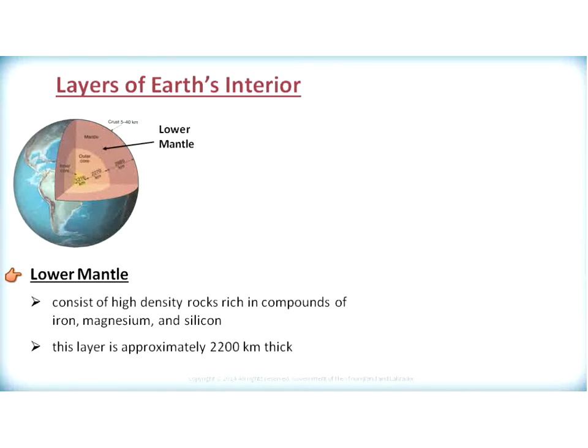Beneath the mantle, we have the lower mantle. This consists of a high-density rock rich in compounds of iron, magnesium, and silicon. This layer is approximately 2,200 kilometers thick and is located in the lower region of the mantle, directly below the asthenosphere.